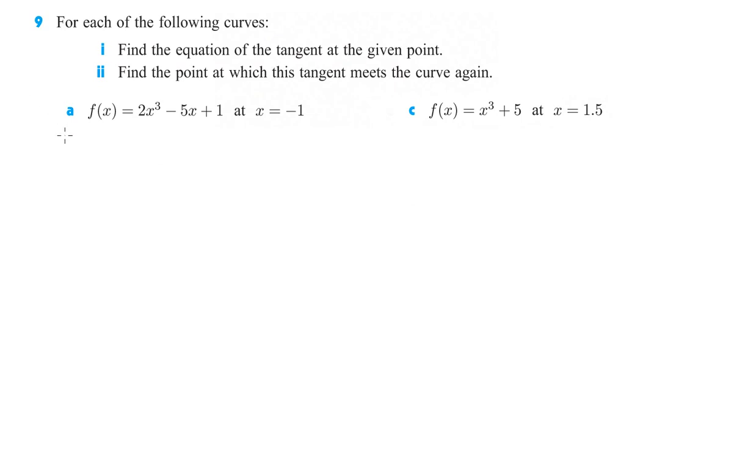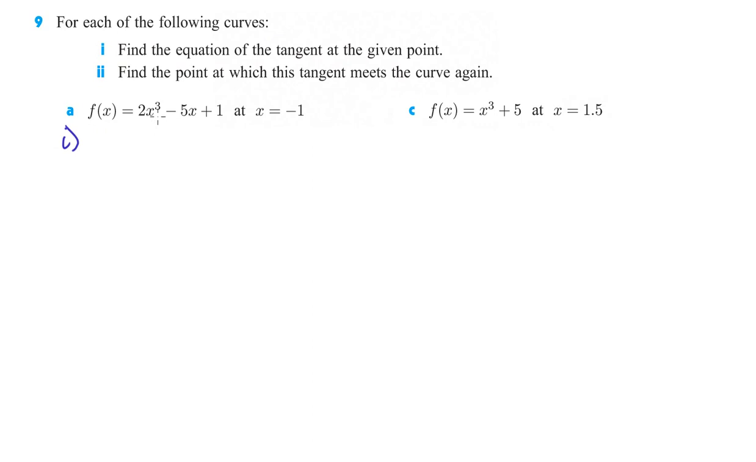I'm going to take you through some of the problems on the 11A Part 2 assignment. First, I want to take a look at number 9. For each of the following curves, find the equation of the tangent at the given point and find the point at which the tangent meets the curve again. So, let's focus on part I here. Find the equation of the tangent at the given point.